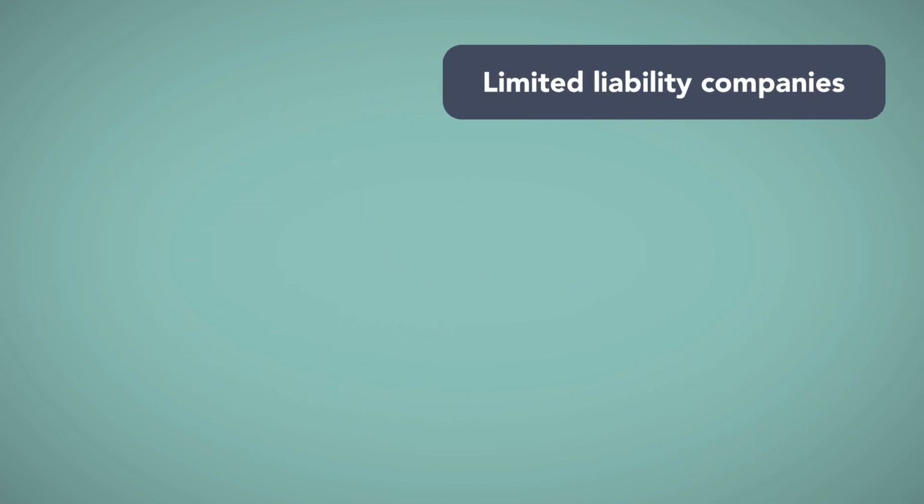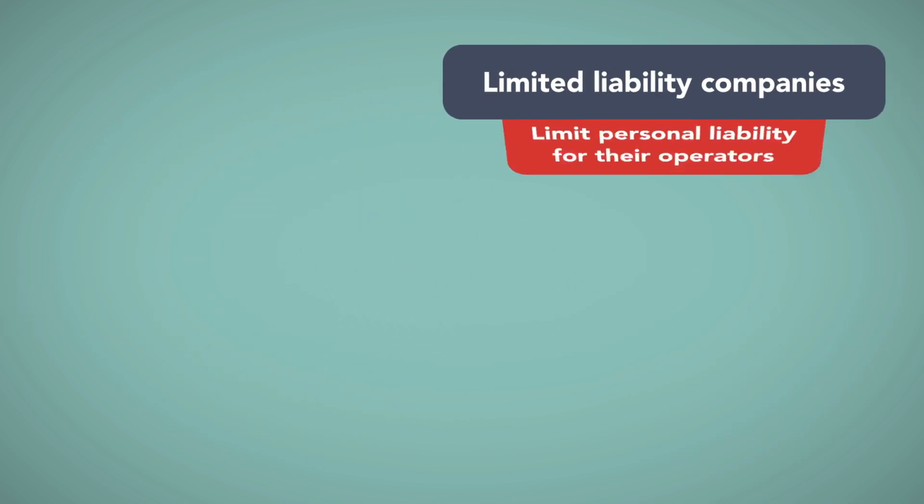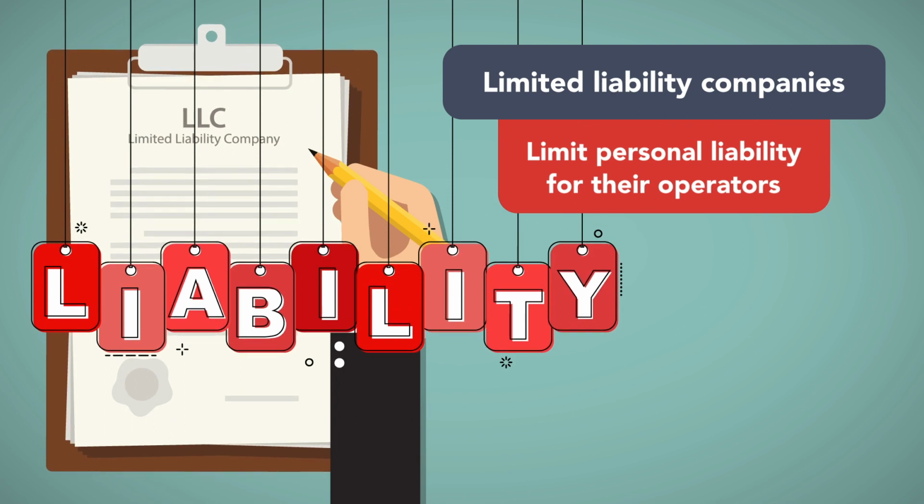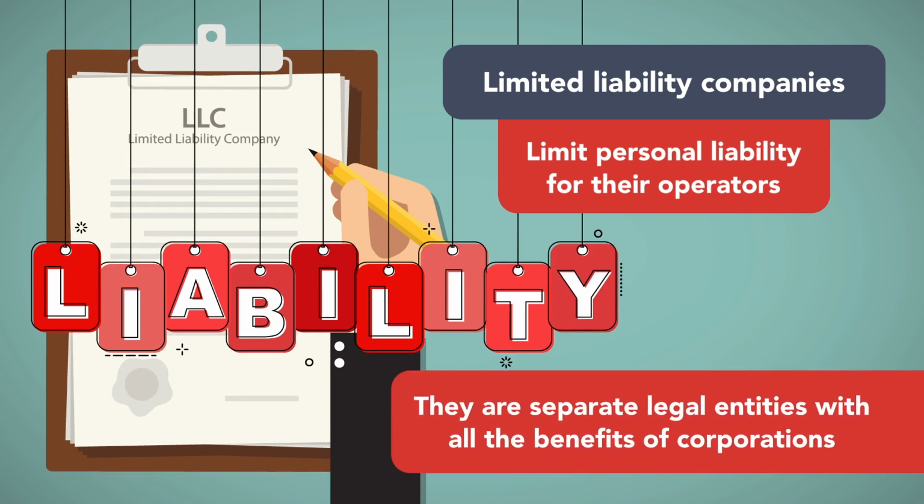Limited liability companies, like corporations, limit personal liability for their operators, called members. They are separate legal entities with all the benefits of corporations that do business, purchase property, and pay taxes as individuals, separate from their owners and operators.